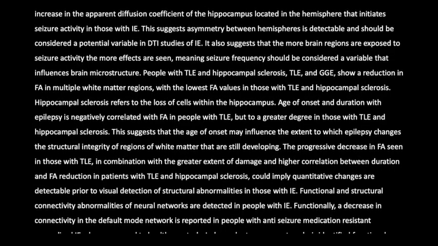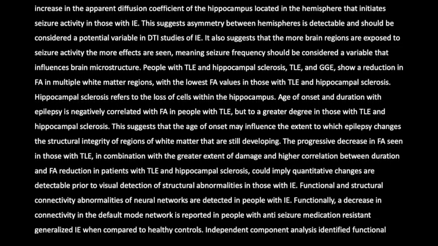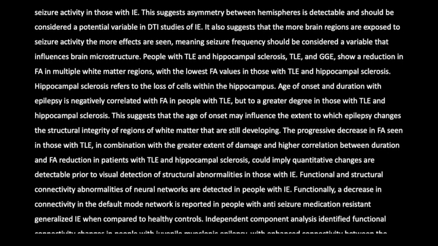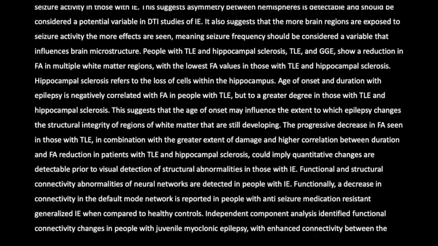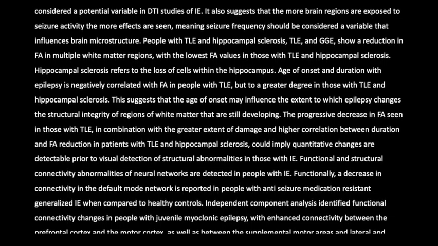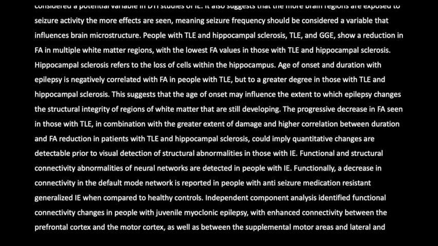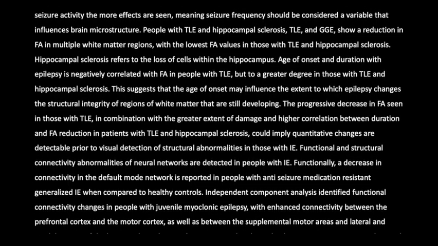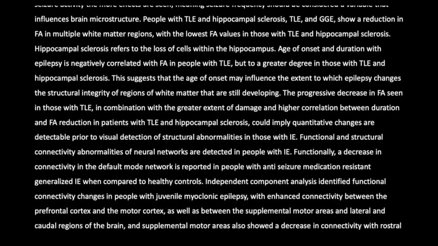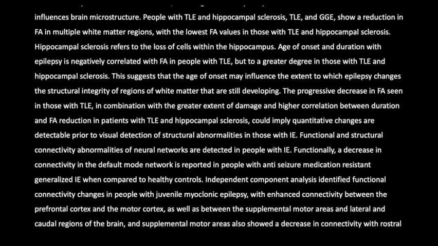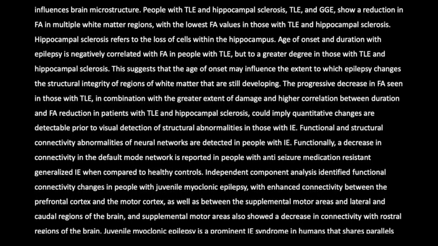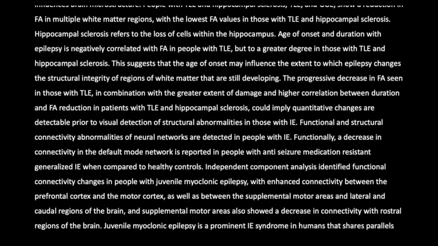People with TLE and hippocampal sclerosis, TLE, and GGE show a reduction in FA in multiple white matter regions, with the lowest FA values in those with TLE and hippocampal sclerosis. Hippocampal sclerosis refers to the loss of cells within the hippocampus. Age of onset and duration with epilepsy is negatively correlated with FA in people with TLE, but to a greater degree in those with TLE and hippocampal sclerosis. This suggests that the age of onset may influence the extent to which epilepsy changes the structural integrity of regions of white matter that are still developing.